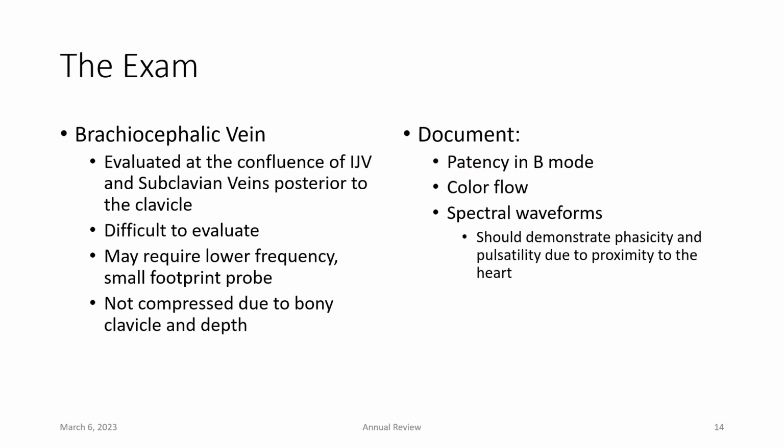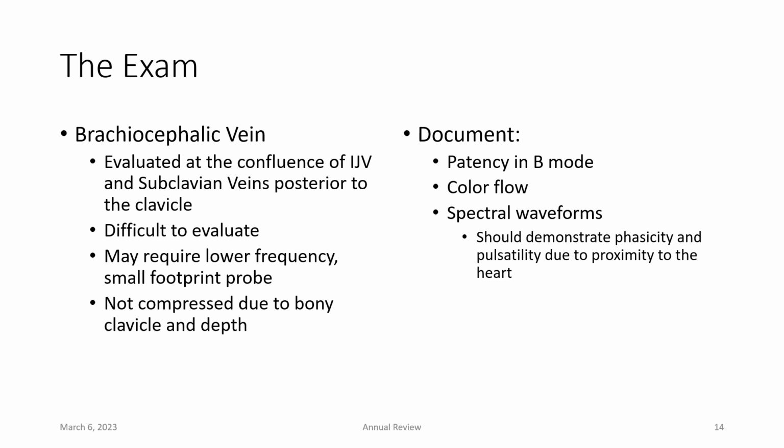So for this one, if I had it available, I'd probably try to change to a sector or a vector probe with a very small footprint. If you don't have that, you may have to go with a curvilinear and just make the best contact you have. So we know that that brachiocephalic vein really originates when our subclavian and our jugular veins meet. So you'd want to follow that jugular vein down, and when you see it reach that subclavian, anything from that point toward the SVC is going to be your brachiocephalic vein.